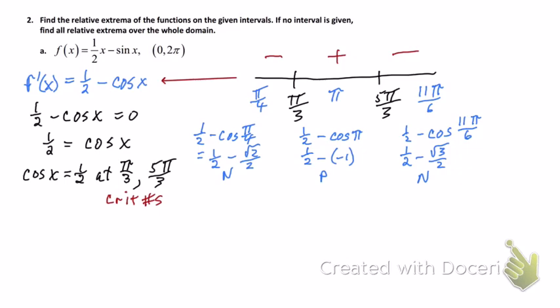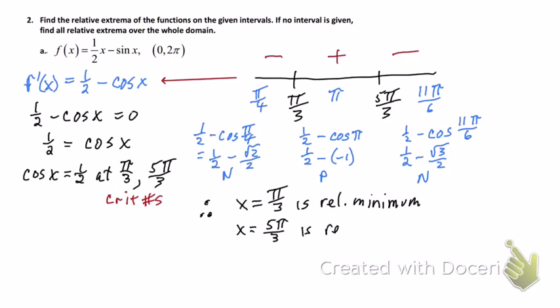So is this asking us to find the extremum? So what do I know? Here's my critical number. It's going from a negative slope to a positive one. So that's a minimum. From pi over 3 to 5 pi over 3. Or at 5 pi over 3, I should say, is our relative maximum.